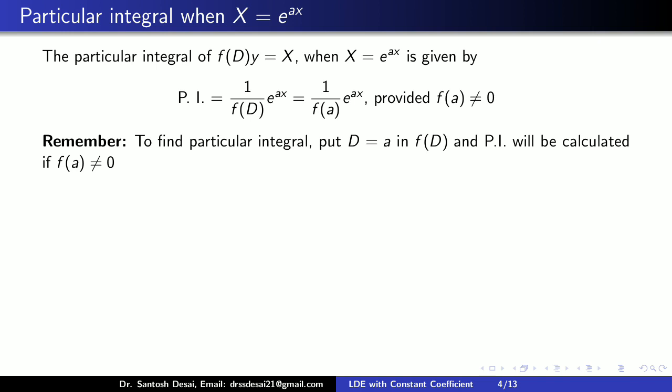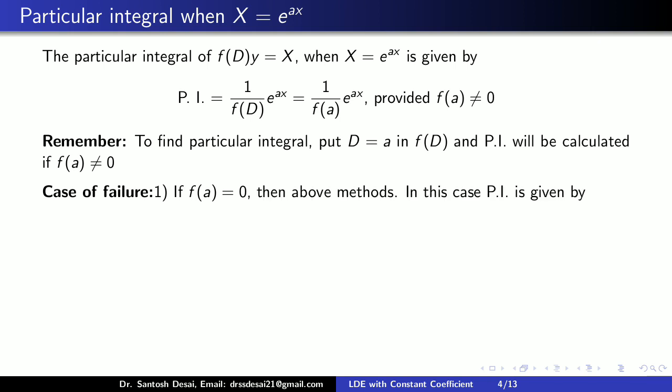Now the question is, what if f of a is equal to 0? If f of a is equal to 0, then the above method fails, and we call it a case of failure. So let us consider it. In this case the particular integral is given by 1 upon f of D into e raised to ax.